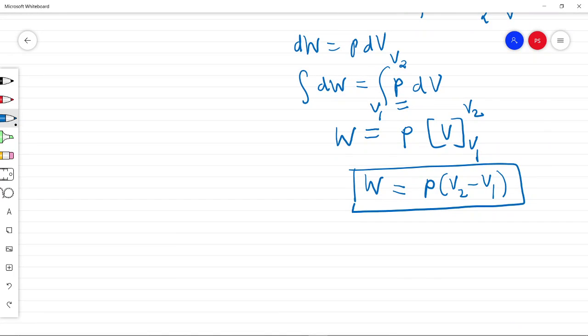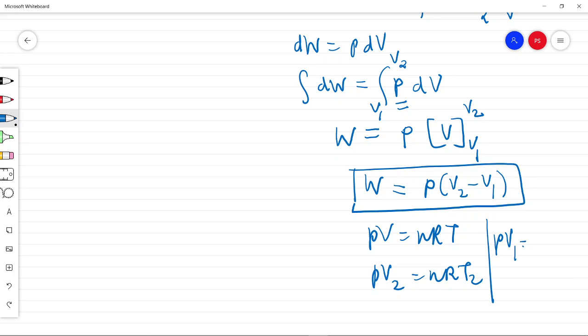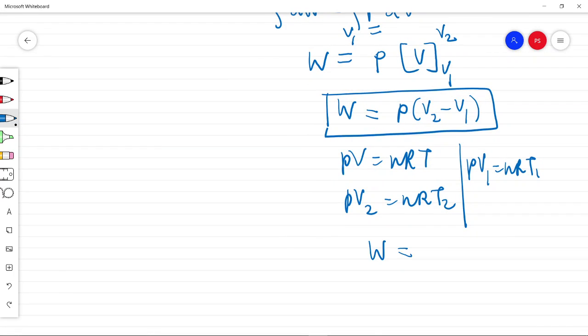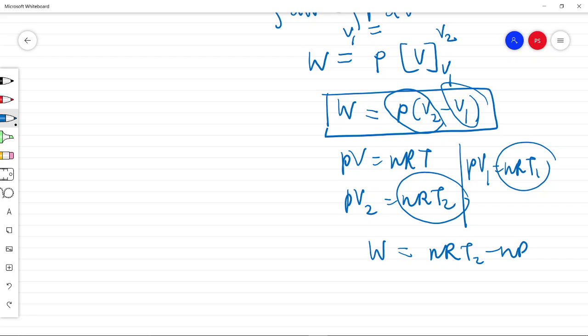We can also define another thermodynamic quantity with the help of this expression. We know that PV is just nRT. So P into V2 is nRT2 and P into V1 is nRT1. So we get this W, in fact this is the delta W, the net work done, as nRT2 minus nRT1.